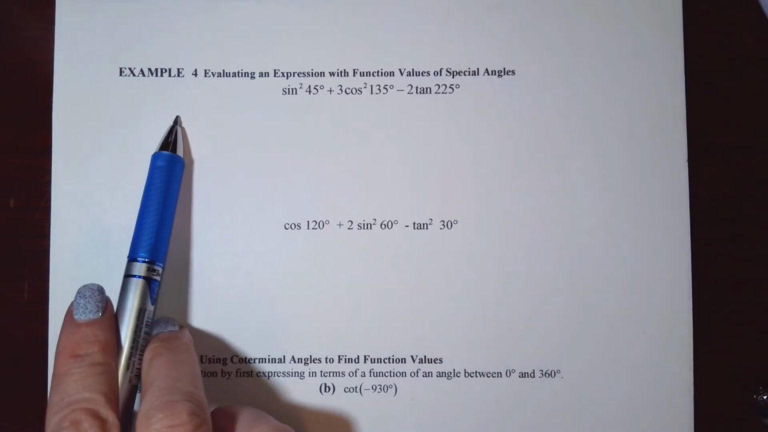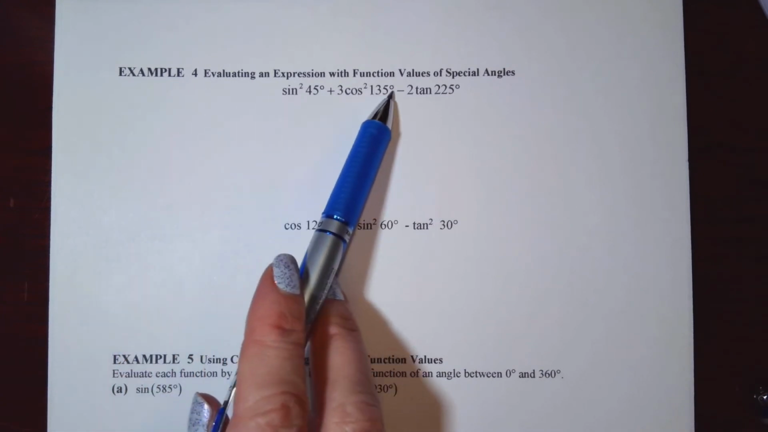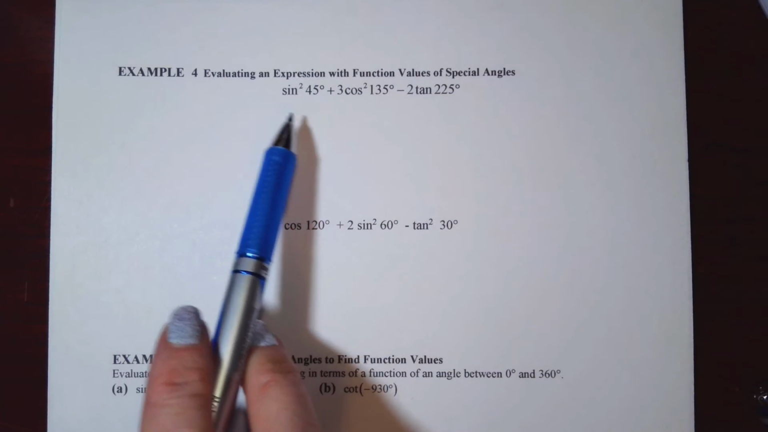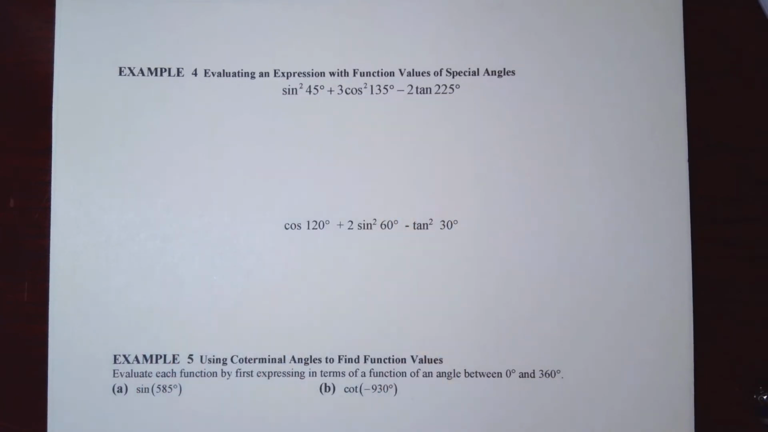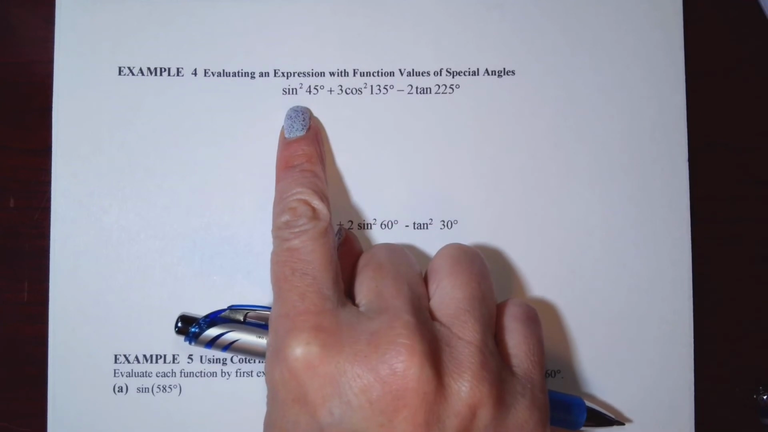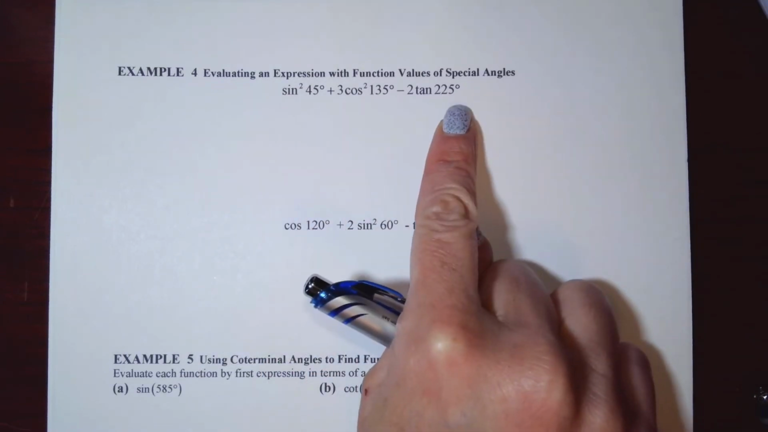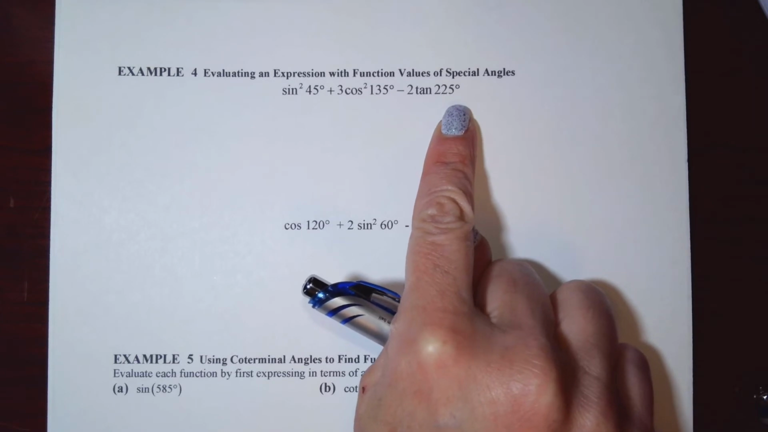All right, example 4. We're going to evaluate an expression with function values of special angles. So I've been given special angles. We know things about special angles. We know the sine of a 45 degree angle. We know the cosine of a 135 degree angle, and we know tangent of a 225 degree angle.